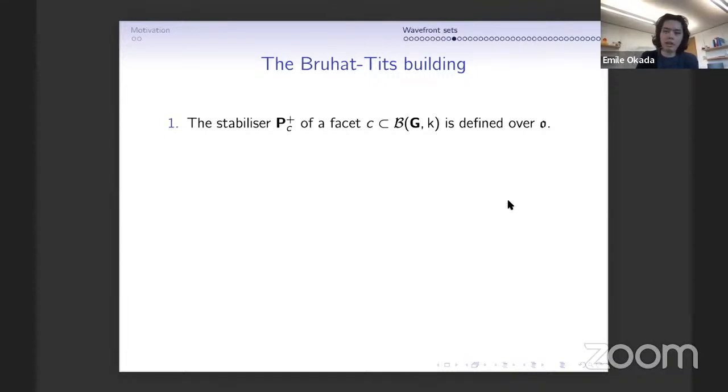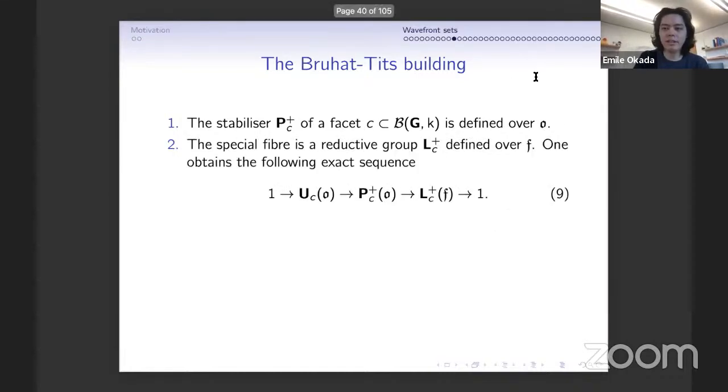Okay, so what do we need from the Bruhat-Tits building? Well, we need these so-called parahoric subgroups. And if you recall, since we act by simplicial morphisms of the building, we can form the stabilizer of a facet of the building. This is defined over the ring of integers for the p-adic field. And we can form the special fiber, and that's some reductive group. And we fit this into a short exact sequence as follows.